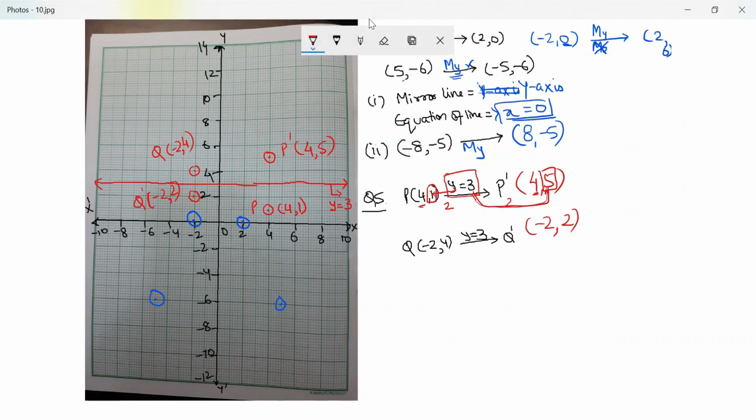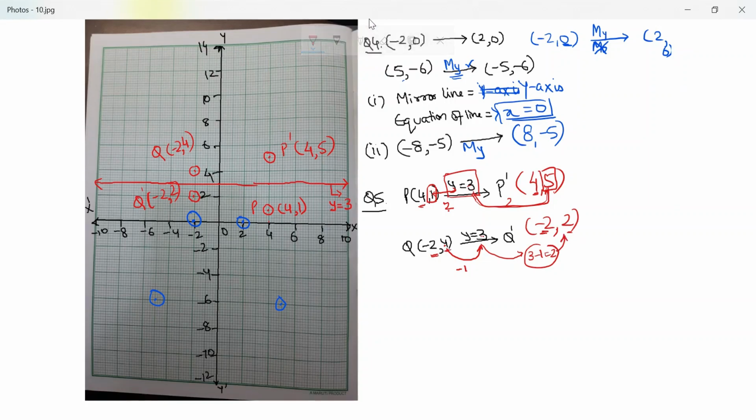Let's look at the second one. Negative 2 did not change, but 4 changed to 2, which means it went to the other side. So 4 and 3, the difference is negative 1. If you subtract 3 minus 1, I got 2, so I added 2 here. Here 3 minus 4 is negative 1, which means I added negative 1, which means 3 minus 1 gave me 2.